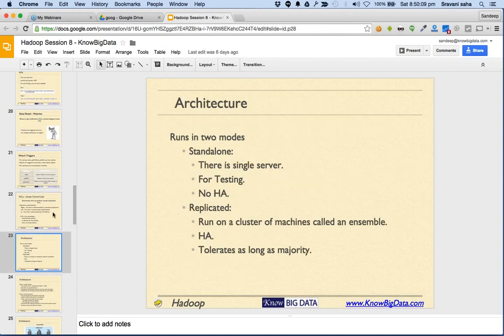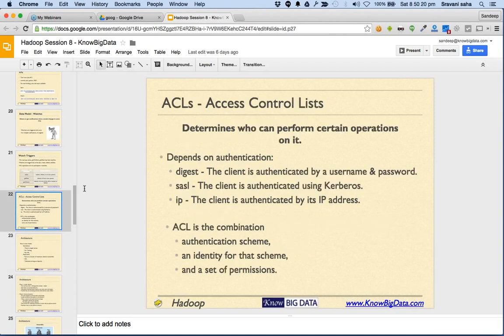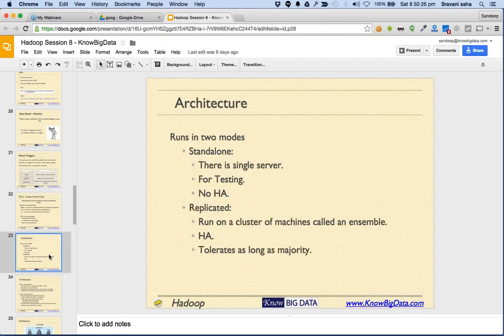So Zookeeper gives you all that control to manipulate the nodes, giving the permissions and so on. Similarly, Zookeeper also provides you various modes of authentication. Next is architecture. So Zookeeper runs in two modes.